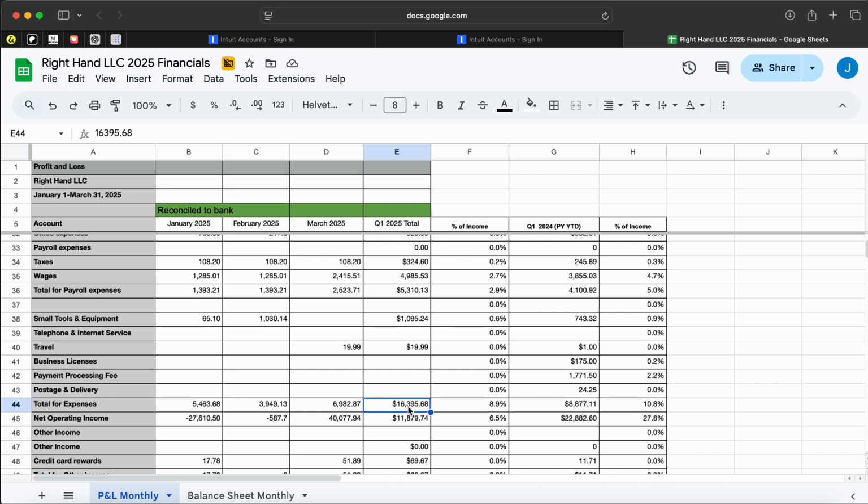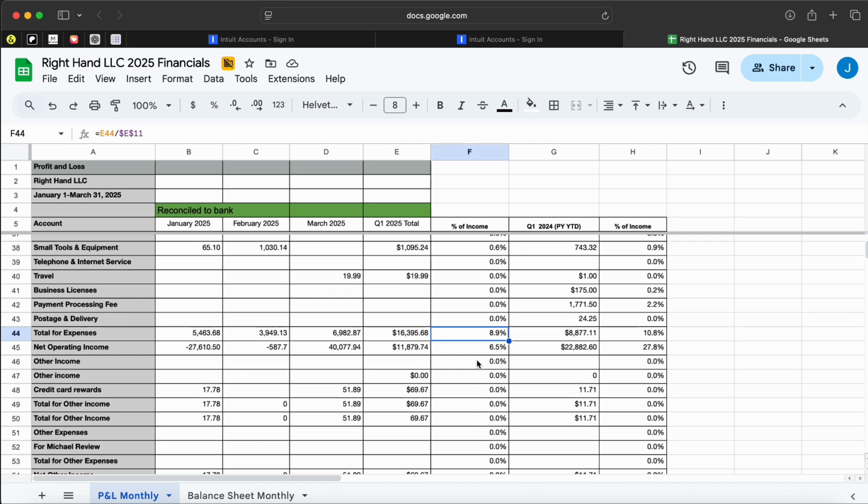In this case, in 2025 for Q1, you had $16,000 in expenses versus $8,800 in expenses for 2024. That's about 9% of your overall revenue for 2025 versus 10.8% in 2024. So your overhead, you have improved your performance there, your efficiency in running your business year over year. I think this is a great measure here to keep an eye on.